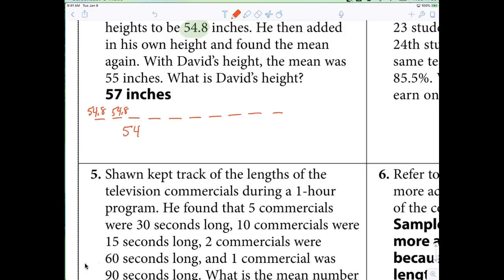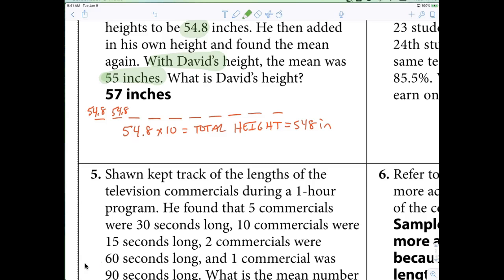So I want you to write down 54.8 times 10 is equal to the total height, which in this case is 548 inches. So everybody's height, if we added all the inches, would add up to 548. Is that correct? Now, it says with David's height, the new average was what? Was 55 inches.